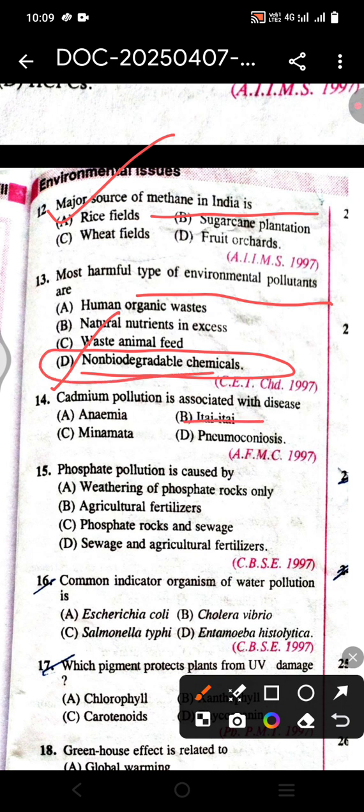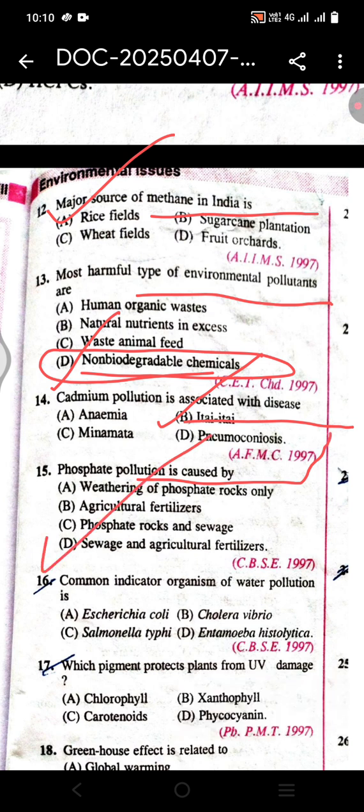Cadmium pollution is associated with the disease Itai-Itai. Option number B. Minamata is related to mercury and Japan. Next, phosphate pollution is caused by, so it is caused by sewage and agricultural fertilizers.